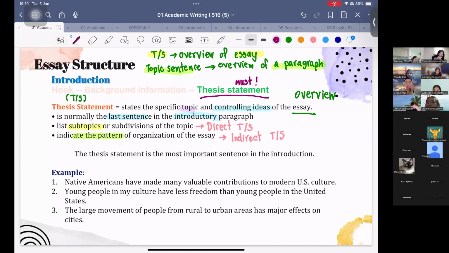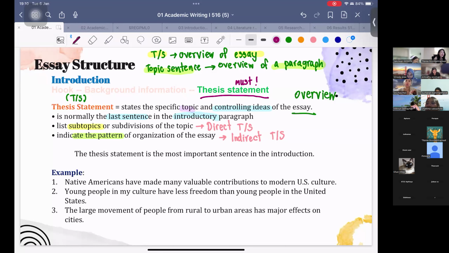And as you can see, a thesis statement is composed of a topic and a controlling idea. Yes, it's the same thing all over again. The topic and controlling idea in this case are the ones that cover the whole essay, so we give them a different name by calling them thesis statements.